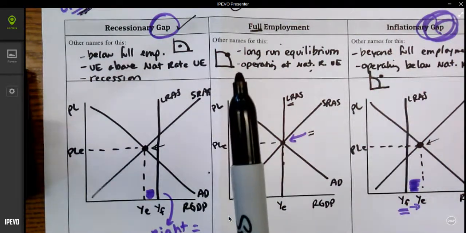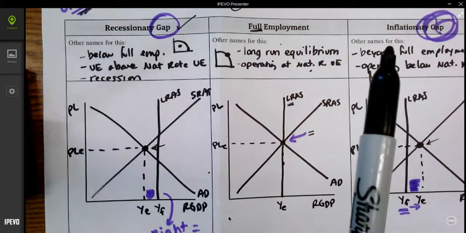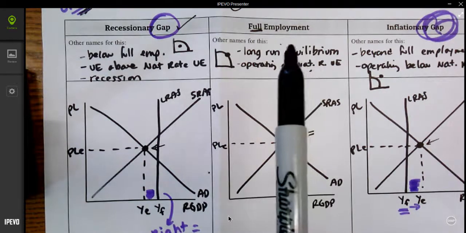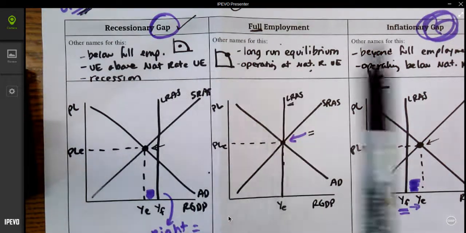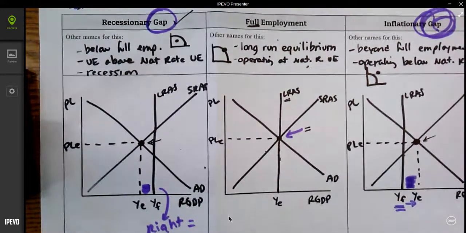You're going to get FRQs that say we're starting with an inflationary gap, or a recessionary gap, or you're starting with full employment. That's your job, to be able to pull this one, or this one, or this one.